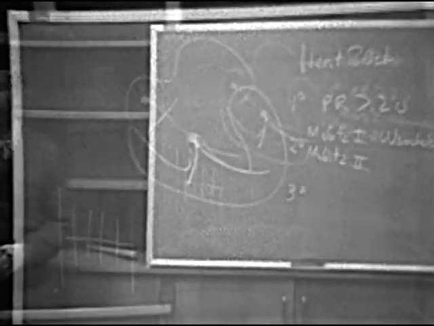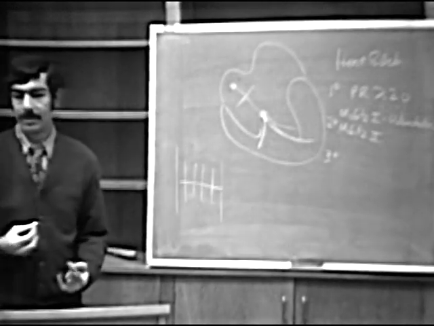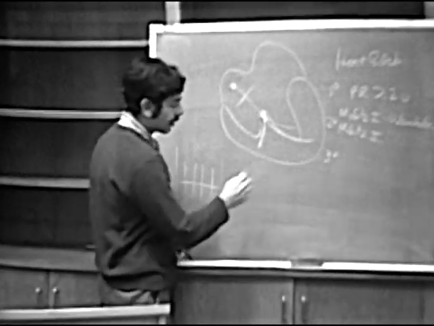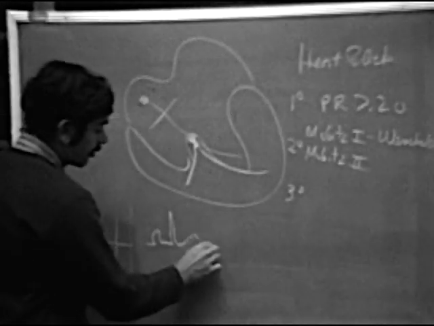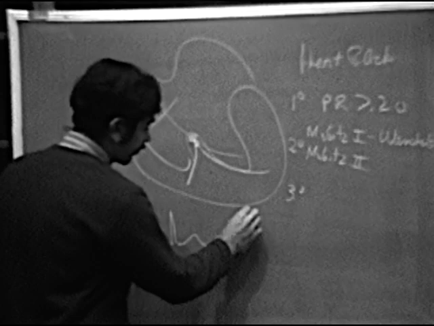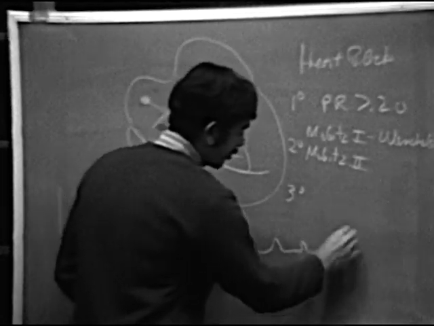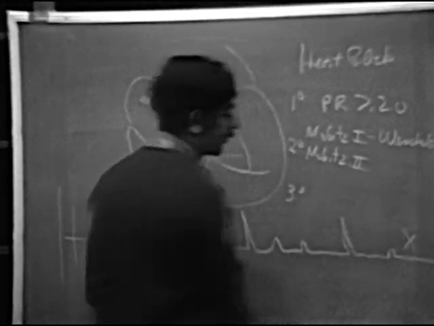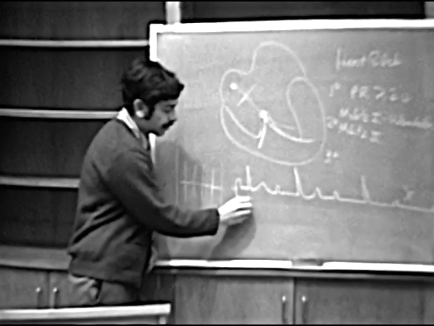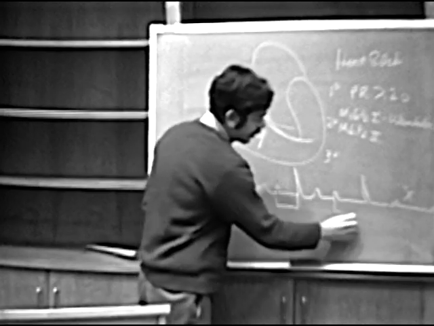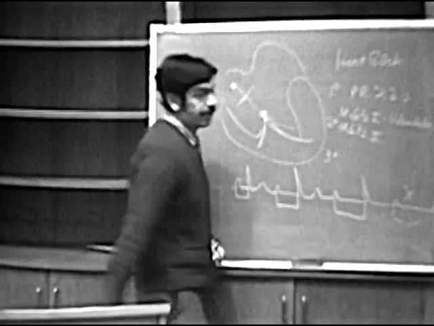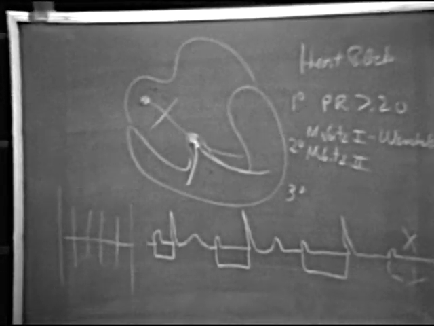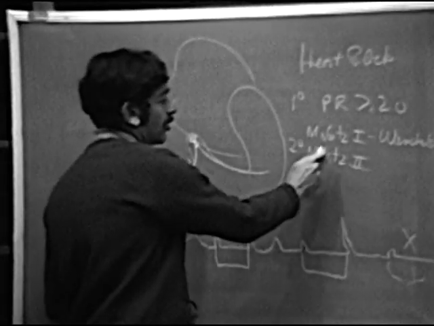And the Wenckebach phenomena, right, exactly. The PR interval gets longer and longer until you finally drop a beat. So here's first beat, and the PR gets longer. May get longer yet. And then finally, you drop a beat, and then you start all over again. So you can see here that your PR is getting longer and longer until finally you drop a beat entirely, and then you start the cycle again. Okay, progressive lengthening of the PR interval until you drop a beat. Okay, that's Mobitz 1 now.